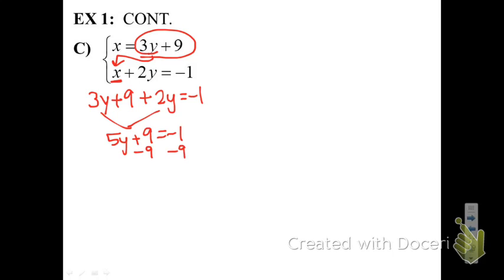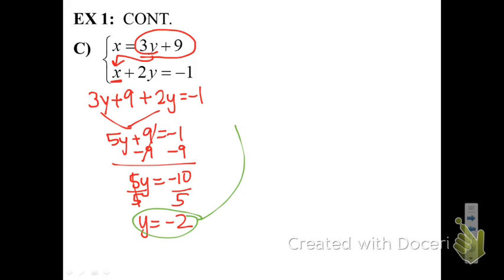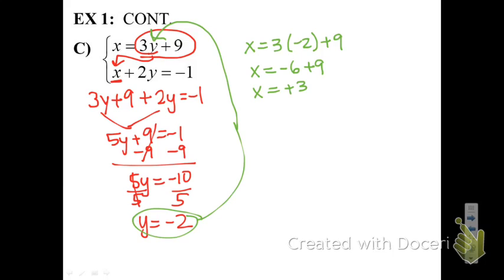Subtract 9. 5y equals negative 10. Divide by 5. And y equals negative 2. Then you're going to take that negative 2 and replace it into either equation. I like to take all of this and put it into the first equation because x is already by itself. So it'll say x equals 3 times negative 2 plus 9. So here x equals 3 times negative 2 is negative 6 plus 9, and x equals positive 3.